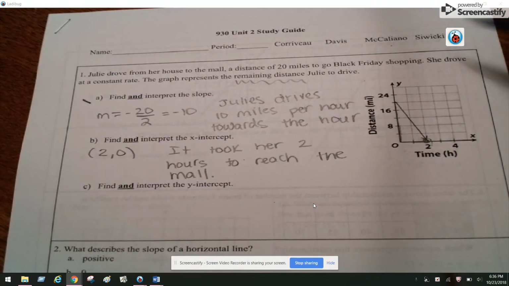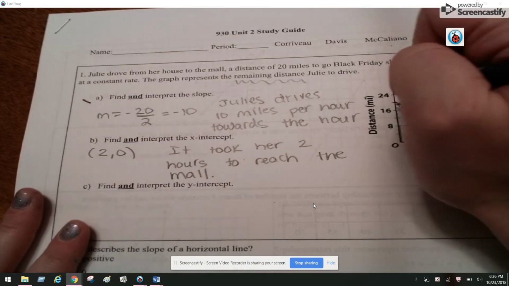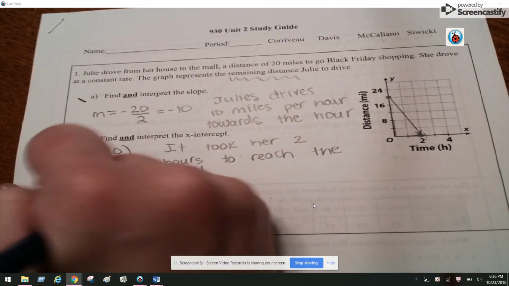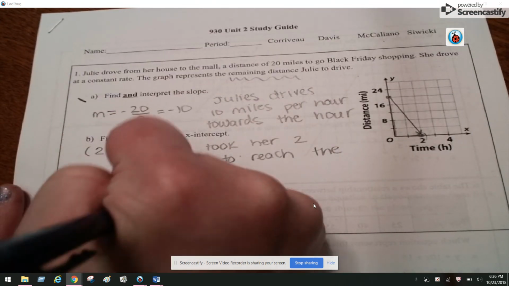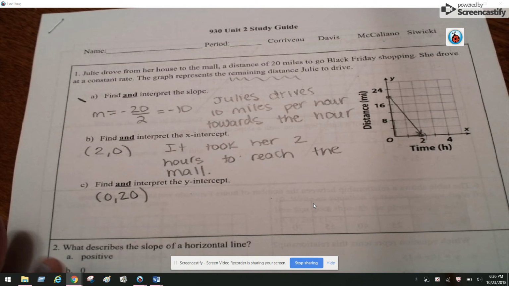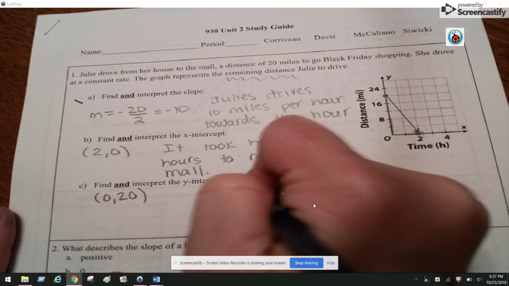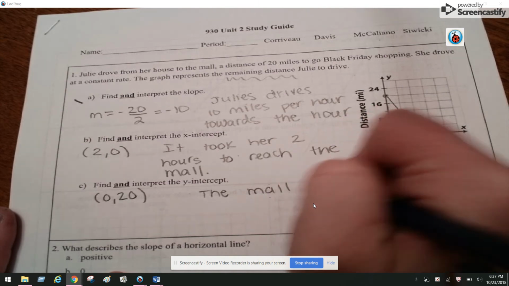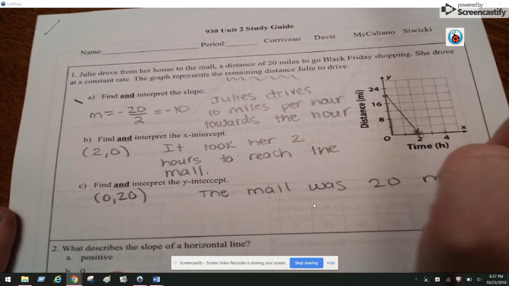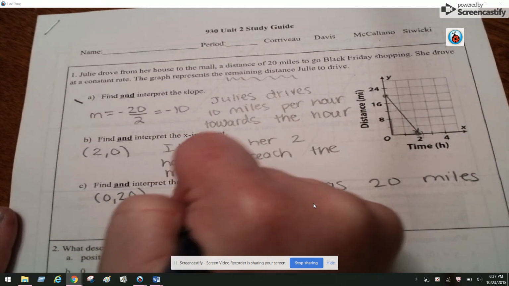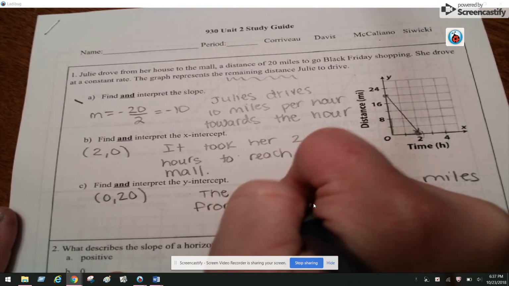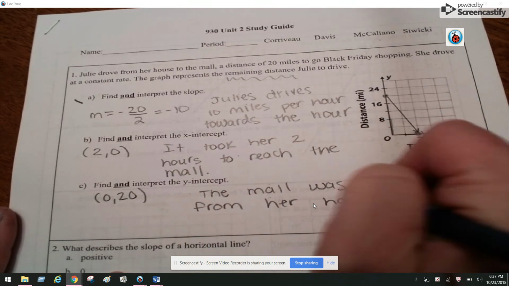And then finally, we'll look at the y-intercept, which is here. So again, we're writing it always as an ordered pair, (0, 20). And that refers to that the mall was 20 miles from her house. 20 miles. Which is where she started.